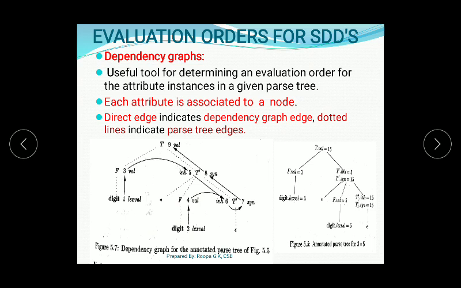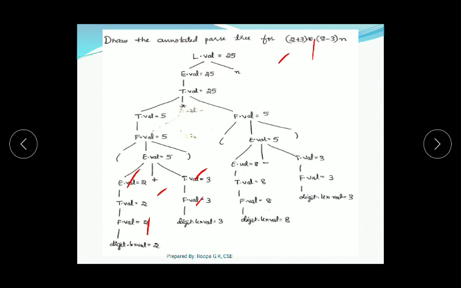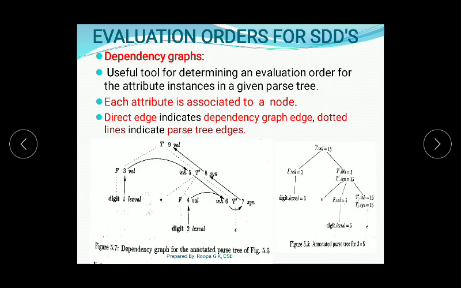Evaluation order for SDDs. In the previous annotated parse tree, we don't have any order for how to evaluate the expression. Since we know that it is bottom-up parsing, we start from bottom to top like this, but it doesn't say anything about the evaluation order. So for that purpose we have the dependency graph, the data dependency. It is a useful tool for determining the evaluation order for the attribute instances in the given parse tree.